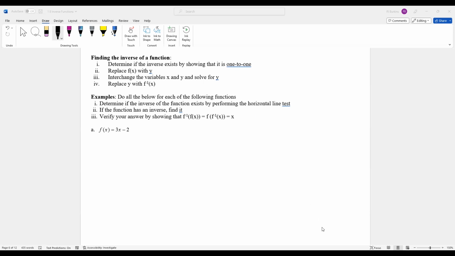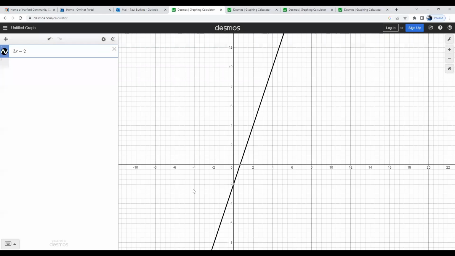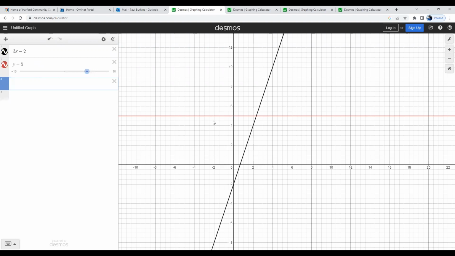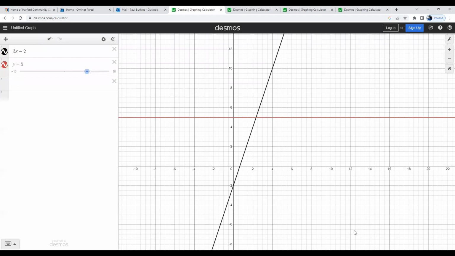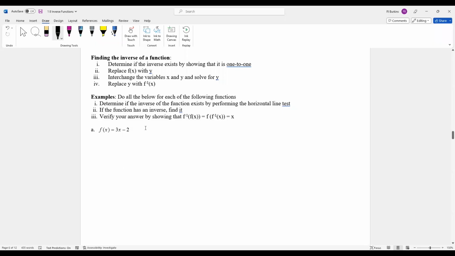So I have already plotted the first function, right? 3x minus 2. It's just a nice line. Again, we can put in y equals equations here. And you see that horizontal lines are only going to touch this guy at one point. And so he does, in fact, pass the horizontal line test. All right, so if that's the case, then our next thing is to go ahead and find the inverse.